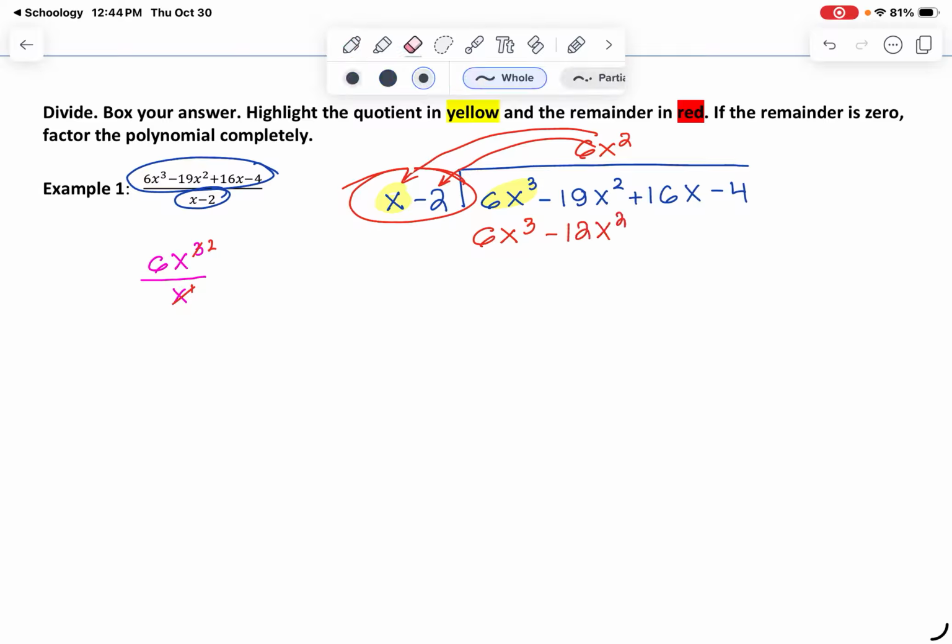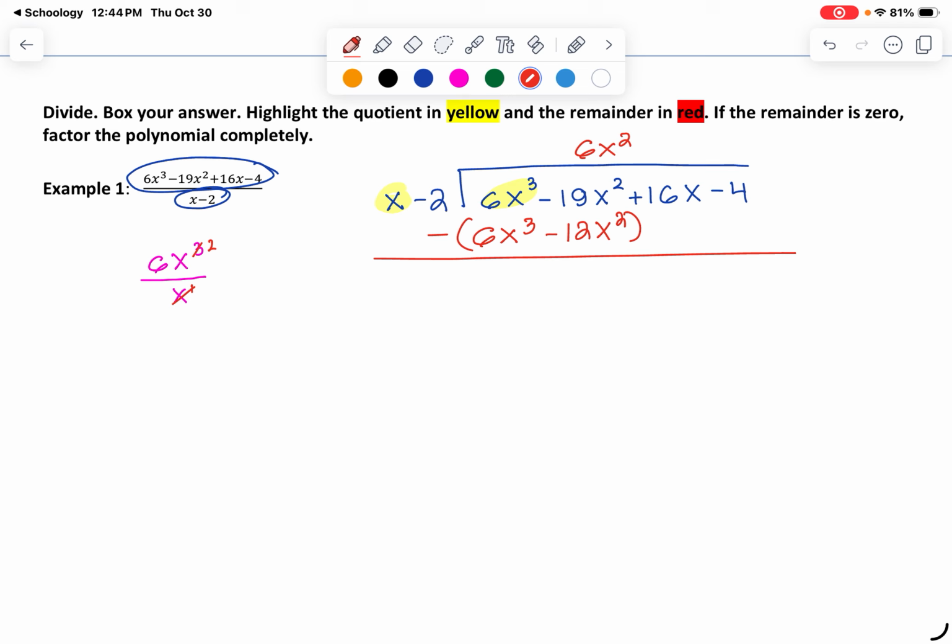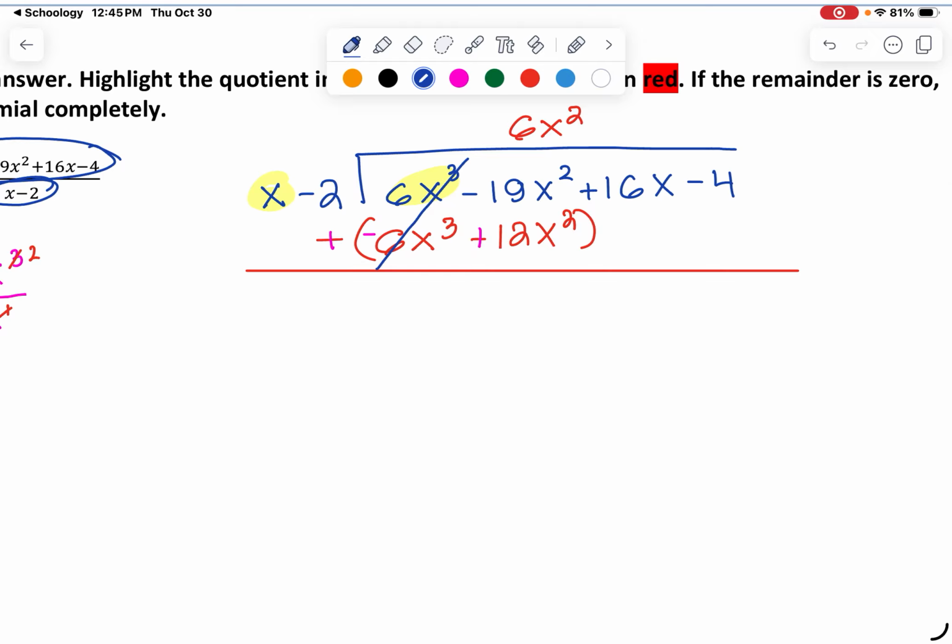Okay, I'm going to clean this up, erase all these circles and lines here. All right, so now I'm going to subtract this polynomial off of that polynomial, just like you do with regular long division. Since this is subtraction, I personally like to make it addition and distribute the negative. As long as you're subtracting everything, I don't care how you do it. These should always cancel, otherwise you're doing it wrong. Negative 19x squared and 12x squared is negative 7x squared. And then you bring this term down and bring this term down, okay? So that is plus 16x minus 4.